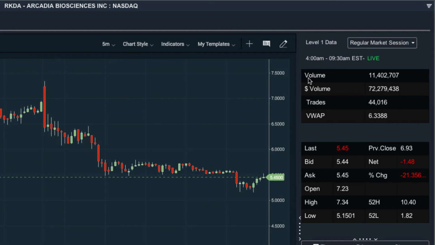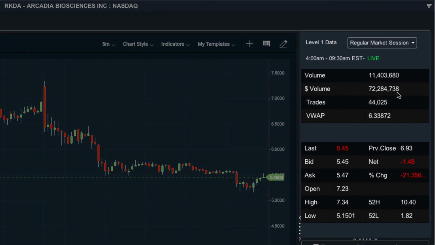To the right of the charts, you have your basic level 1 data. Here, you can see the volume for the day, the dollar volume for the day, the number of trades, VWAP, and a handful of other data points that may be helpful in your decision-making process.